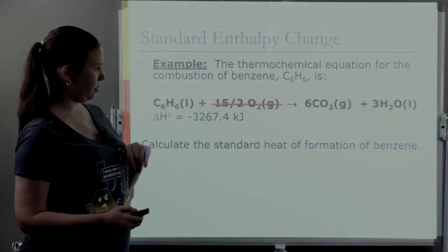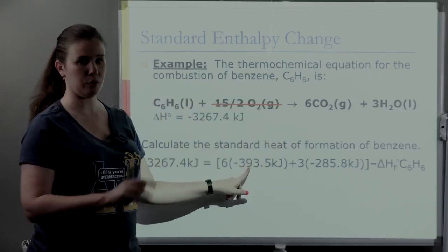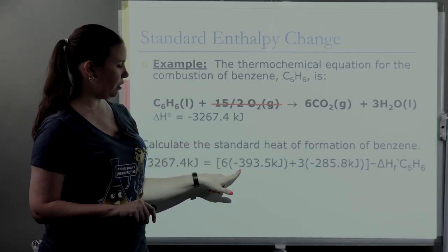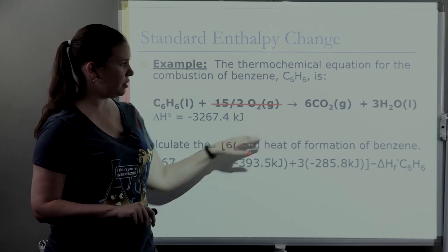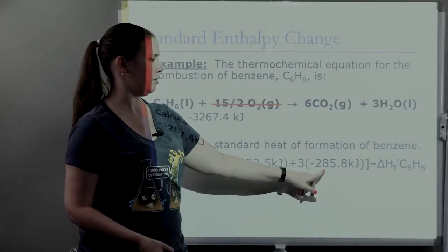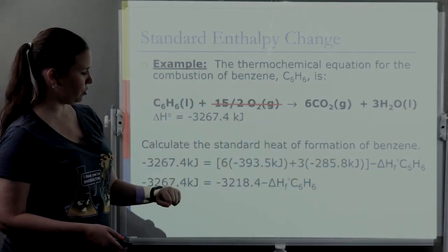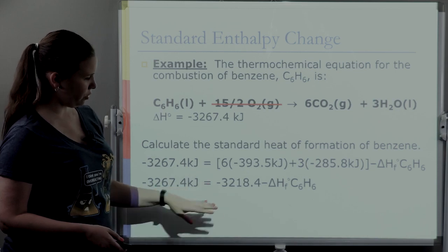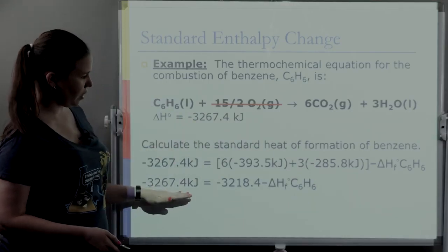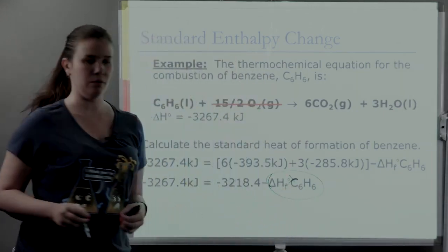All right, so getting rid of the oxygen. The number for 6 would be the carbon dioxide number. So off of that table, the carbon dioxide's heat of formation would be negative 393.5 kilojoules. So that times 6, in addition to my water, 3 times the heat of formation of the water, which is negative 285.8 kilojoules. Find that total amount, and we get negative 3,218.4 kilojoules. I want to subtract the heat of formation of the benzene and set that equal to the given heat of the reaction. So basically, this whole big crazy thing here is my unknown, or my X.